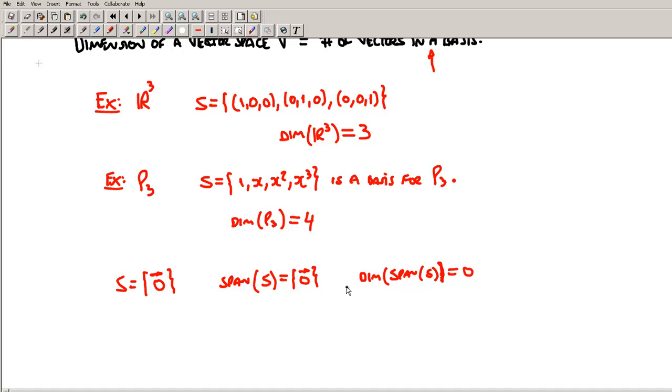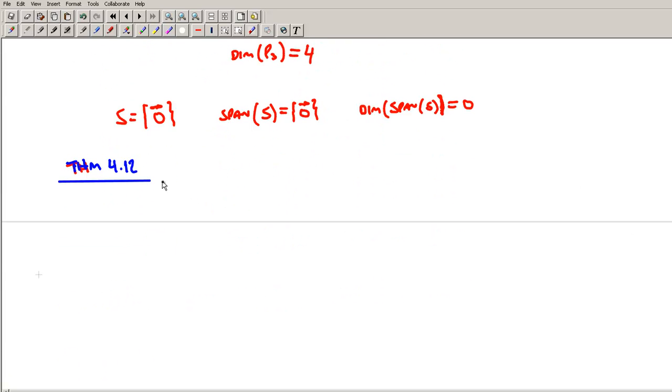Then finally, you can take a look at theorem 4.12 on page 229. It says if you have a vector space of dimension n, then any set with n vectors that are linearly independent is a basis. So let me illustrate theorem 4.12 for you. I won't give you specific examples, but let's play with the numbers. Suppose n is 5. So the dimension of a vector space is 5.